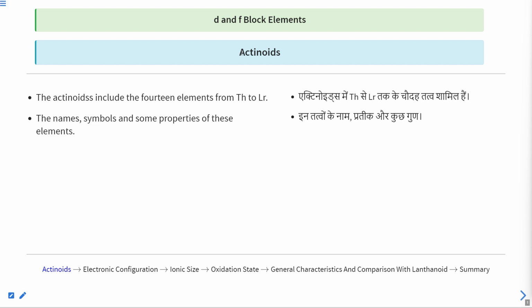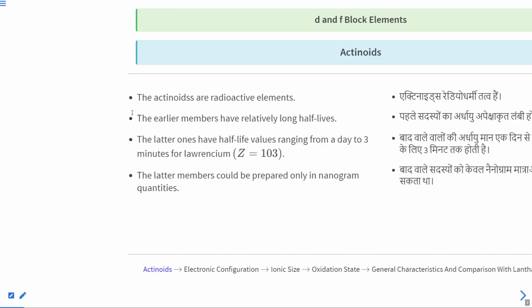About their position, they are present at the bottom end, at the end of the periodic table. The period is called actinoids. We again have 14 elements in actinoids, starting from Th to Lr, that is thorium to lawrencium. So this is the positioning of actinoids. Now let us talk more about actinoids.